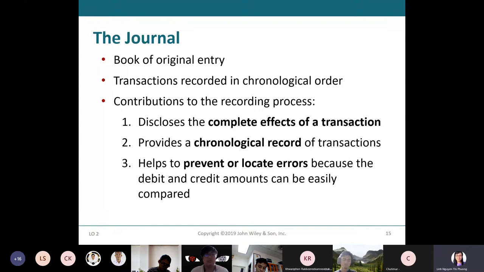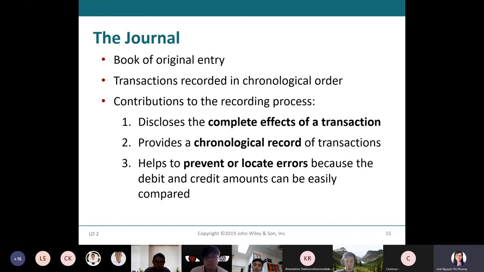And it contributes to the recording process because it shows you the effects of every transaction and provides a record of the transactions. So whenever you need to go back and see what happened on August 1, or any day in the past, you can always go back and track it. The journal can also help you prevent or find errors, because the debit and credit amounts must be equal. If sometimes you make a mistake, the journal will help to find out what the mistake is.